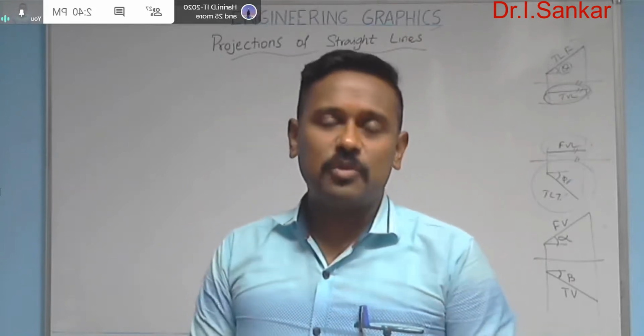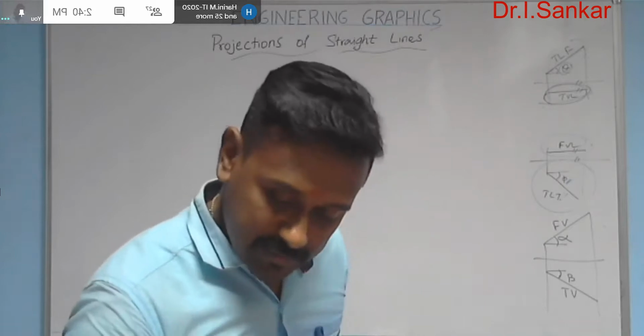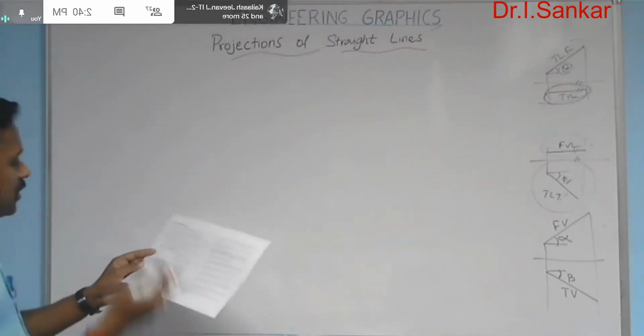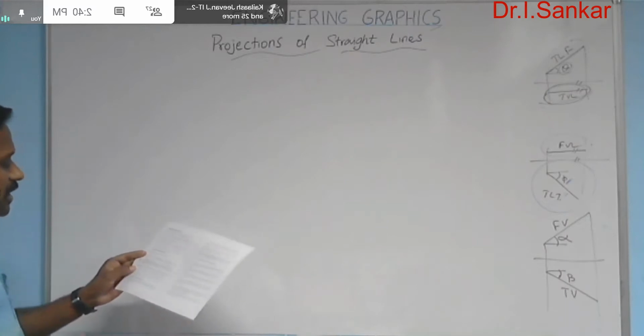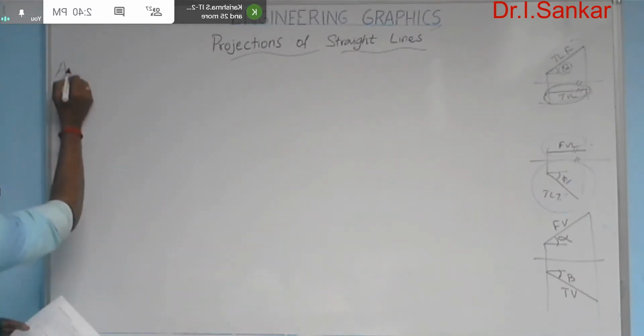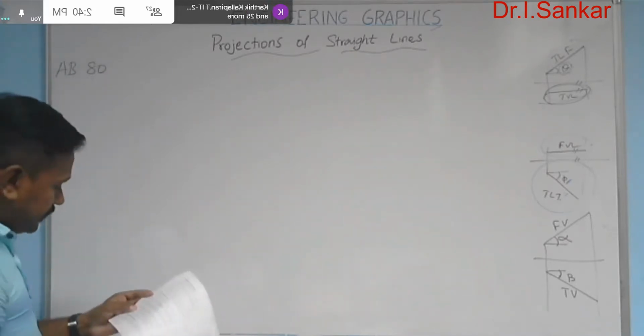So this is the question given here. Let me write down the given data first. Just read the words on your own and you can mark the given data. The straight line AB is 80 mm long. The line length is given as 80 mm. The name of the line is AB.